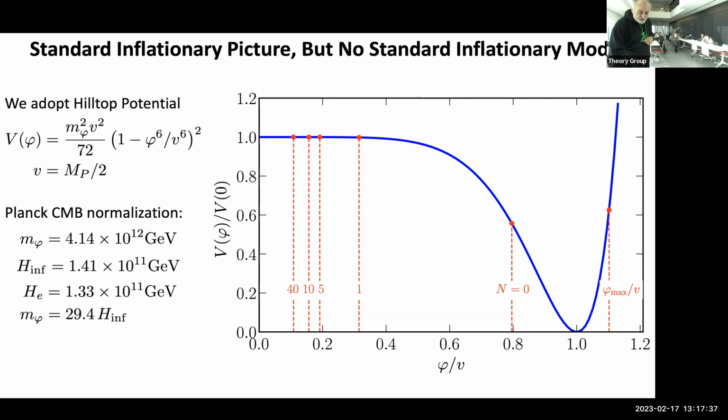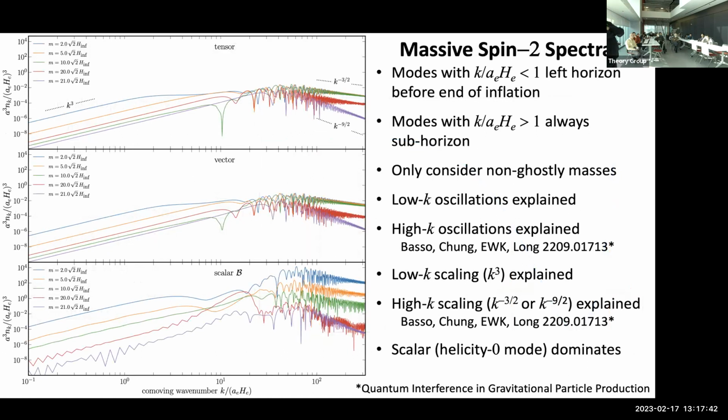Okay. This is the result for the spectra for the massive spin 2 field, the tensor, vector, and the scalar B, which is the scalar component of the massive spin 2 field. So this is the number density per mode K as a function of the mass of the spin 2 field, and the mass is always taken to be above the mass that would lead to ghosts. The modes with K over A_e H_e smaller than one down here left the horizon before the end of inflation. If it's greater than one, it's always sub-horizon. Again, we only consider non-ghostly masses.